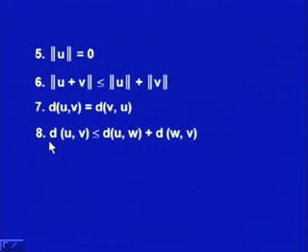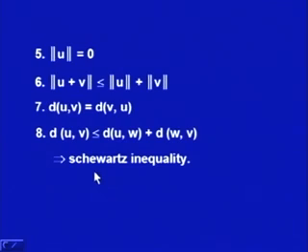And the eighth property is that the distance between u and v is less than or equal to the distance between u and w plus the distance between w and v. This is called the Schwarz inequality.